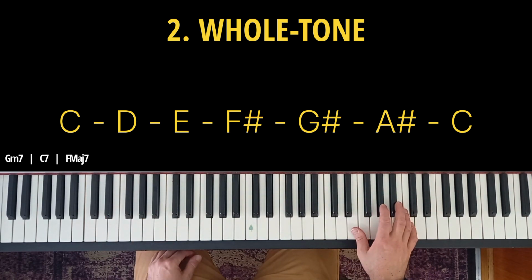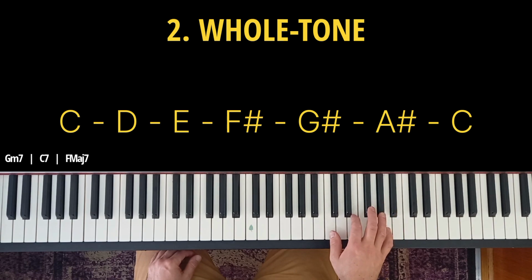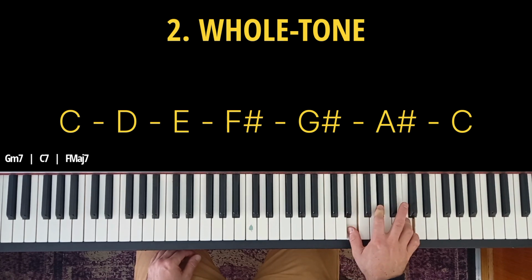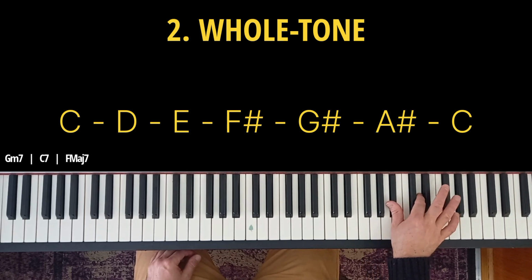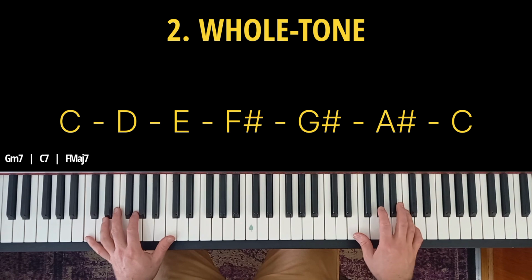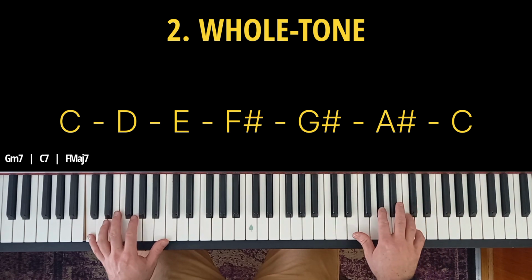Now the other cool thing about the whole tone scale is when you think about it in arpeggios, you've got these augmented triads. So that's like a C augmented, D augmented, E augmented, F sharp augmented, A flat augmented, B flat augmented. So sometimes I like to think in terms of those arpeggio shapes.